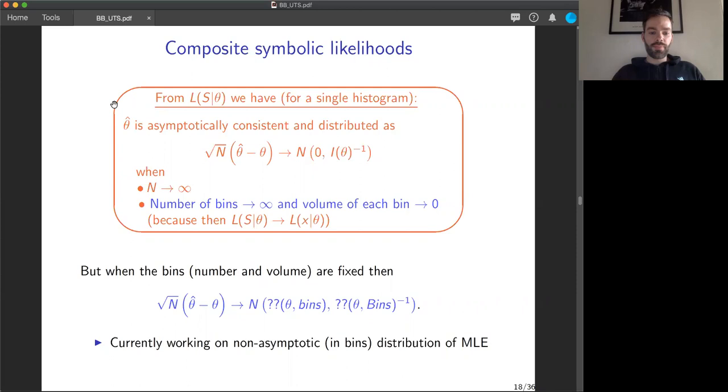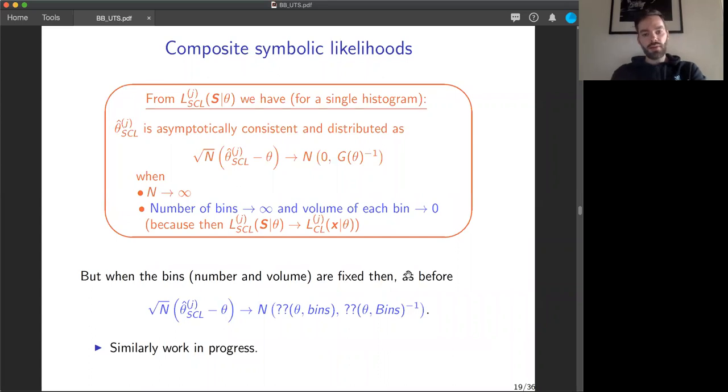So an interesting question is, if I fix the bins and I don't increase the number of bins, I'm only looking at the asymptotic level where n is going to infinity, what can we say about the properties of the estimator? So this is currently work that is ongoing, sorry, and it's part of Prosha's PhD studies.